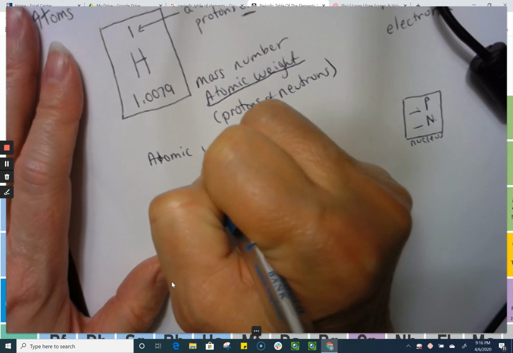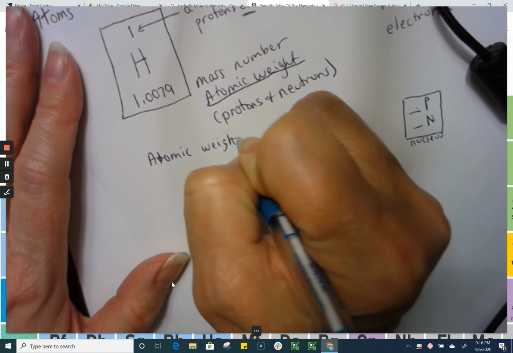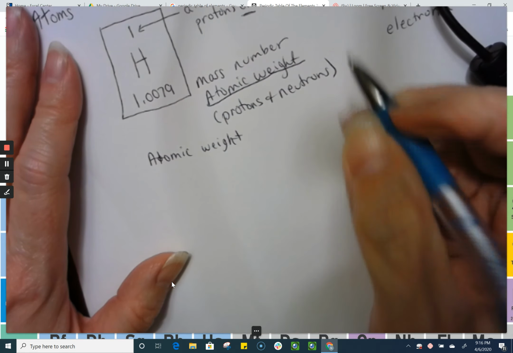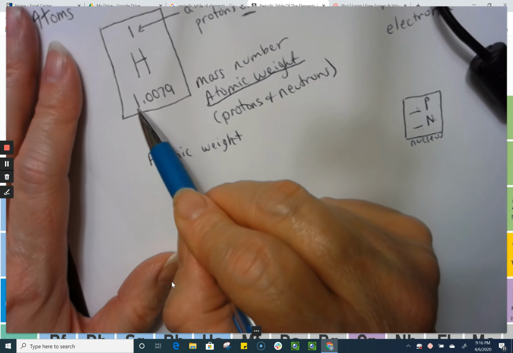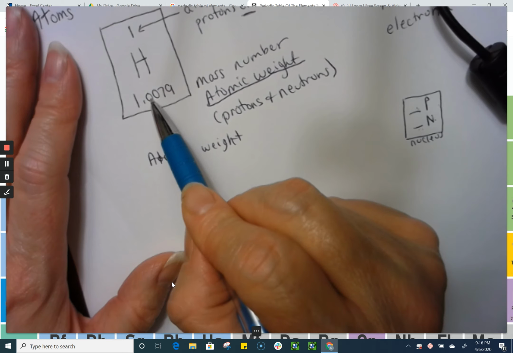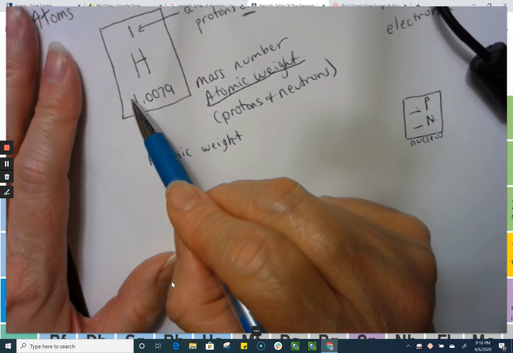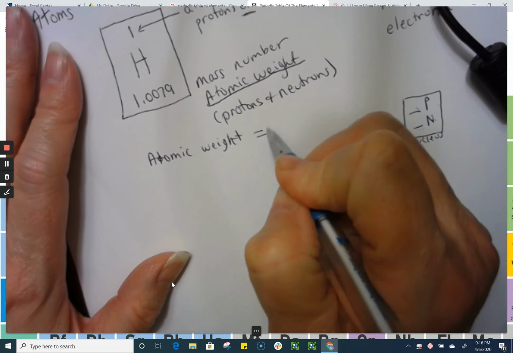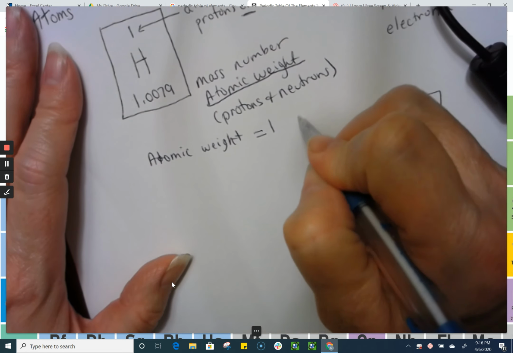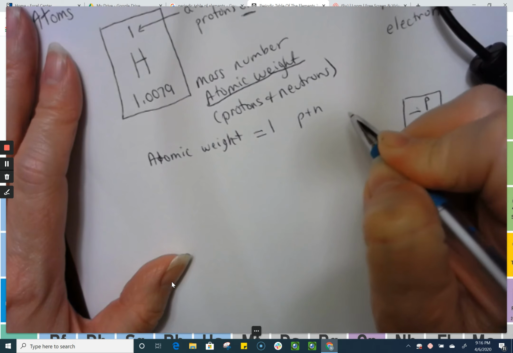We round the atomic weight to the nearest whole number. If the digit is 4 or smaller, it reverts to this number. If it is 5 or higher, you go up to the next whole number. So the atomic weight is 1, and that is made up of the protons and neutrons combined.